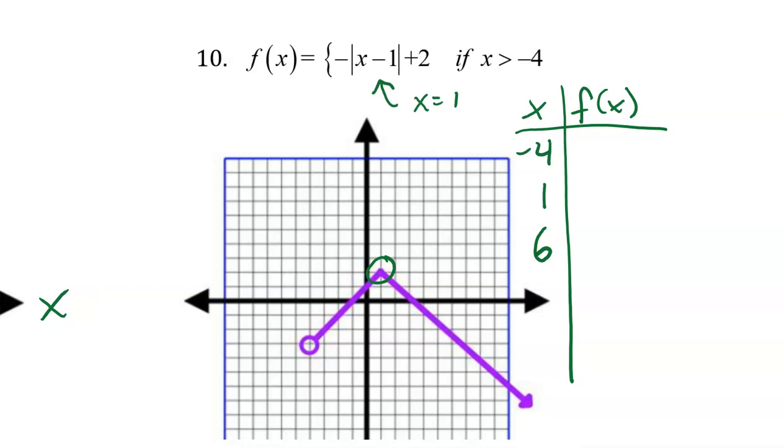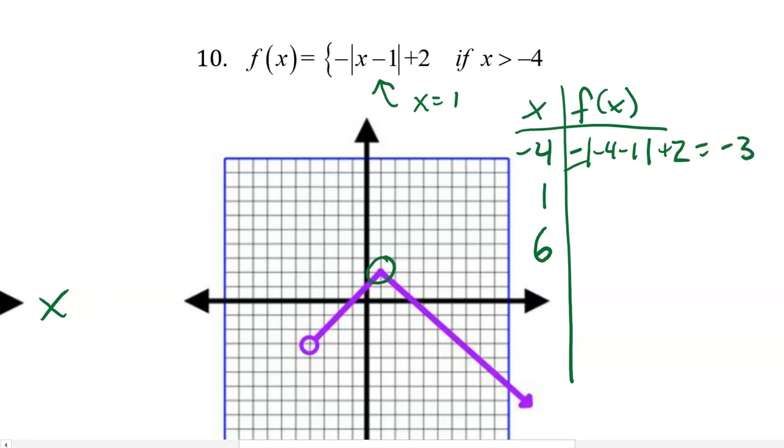So here we have, at negative 4, negative absolute value of negative 4 minus 1, plus 2. Negative 4 minus 1 is negative 5. Take the absolute value of that, that's positive 5. Then we apply the negative multiplier. It's really negative 1 times that. So that becomes negative 5. And then we add 2. That becomes negative 3.